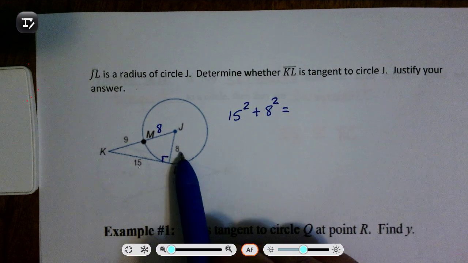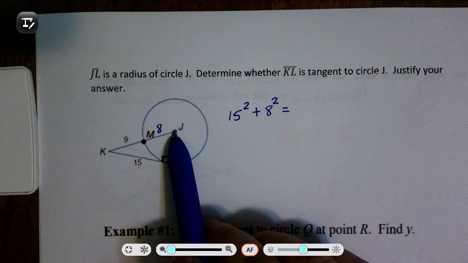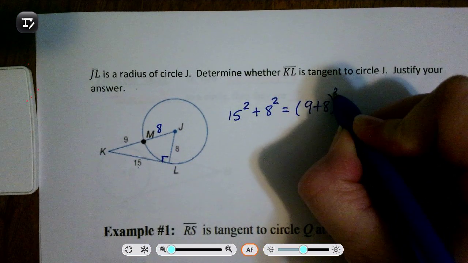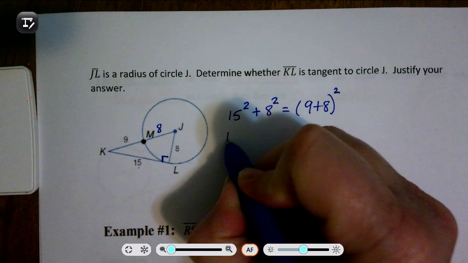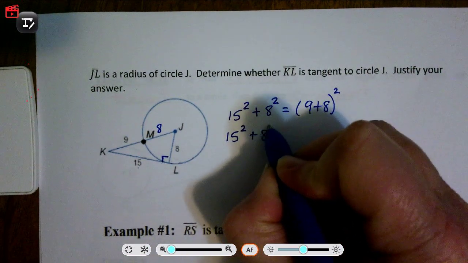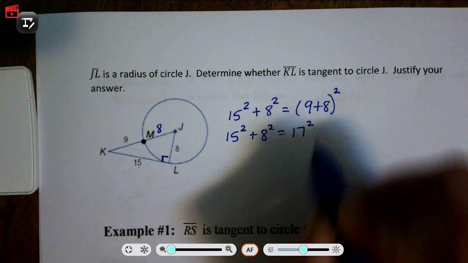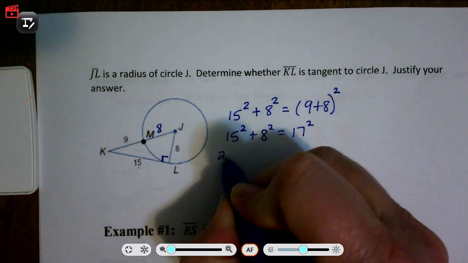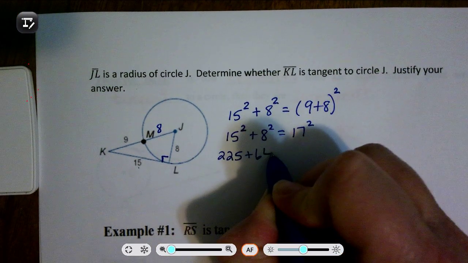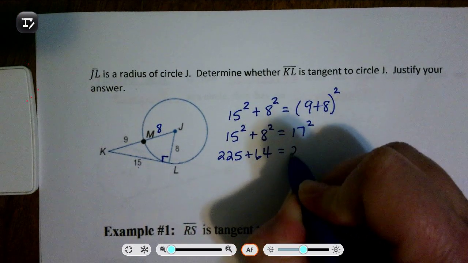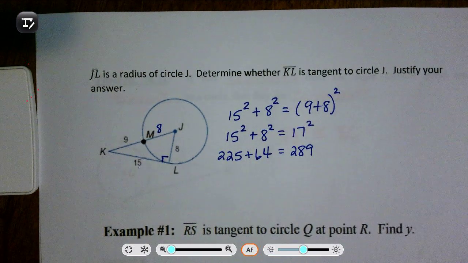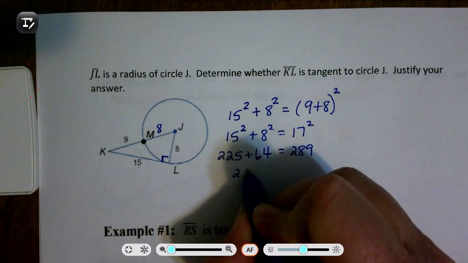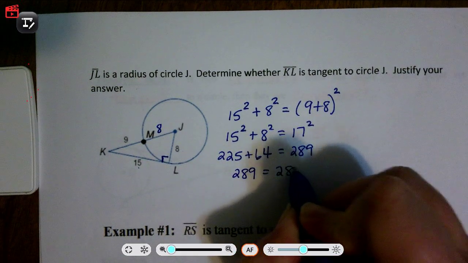So the leg squared plus the leg squared equals the whole hypotenuse squared. So basically what we're looking at is taking 9 plus 8, and we're going to square that. So really we're testing 15 squared plus 8 squared. Does that in fact equal 17 squared? Well, 15 squared is 225, 8 squared is 64, and 17 squared is 289. When I add these two, 225 and 64, I get 289, so it does equal.